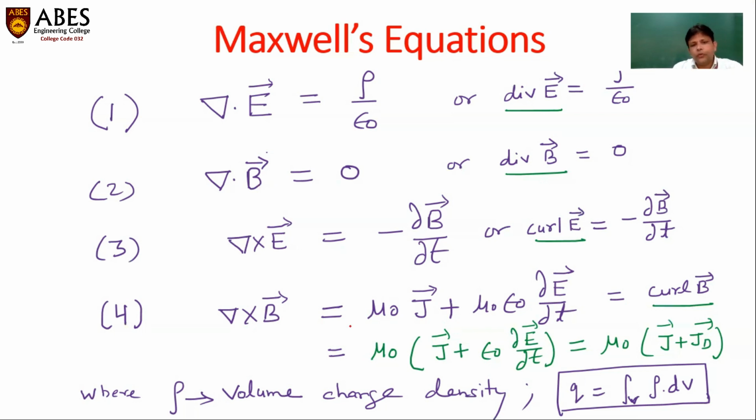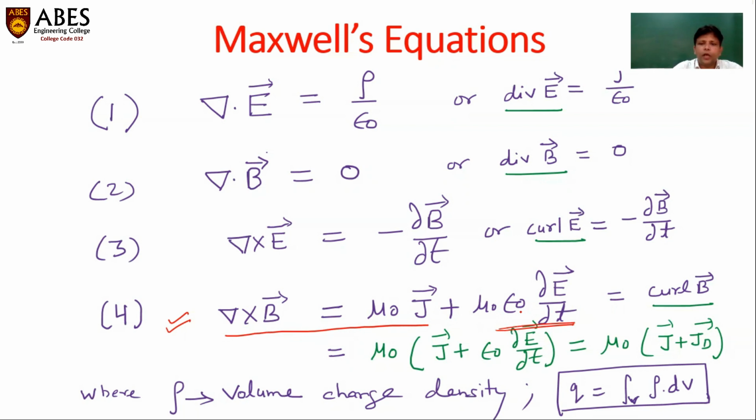So Maxwell modified this Ampere's law. Before the modification, the law was just del cross B equals mu naught J. But this law was not fully applicable for non-steady fields. Here Maxwell made a correction in Ampere's law, which is now known as the modified Ampere's law, by introducing the concept of displacement current. This additional term mu naught epsilon naught del E by del t is known as the displacement current. So now Maxwell's fourth equation is applicable for both steady and non-steady fields.